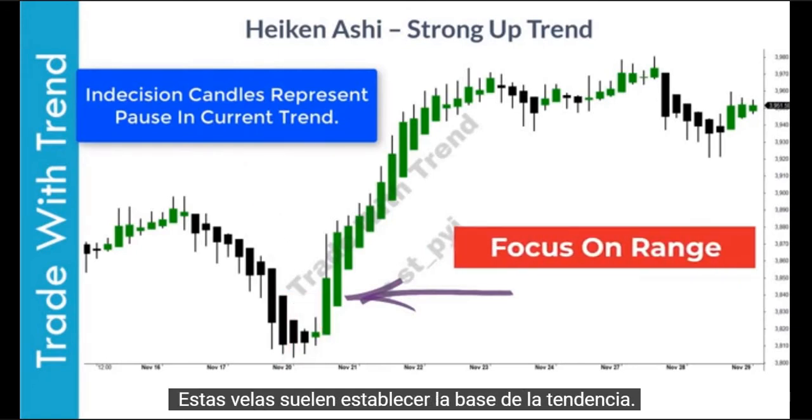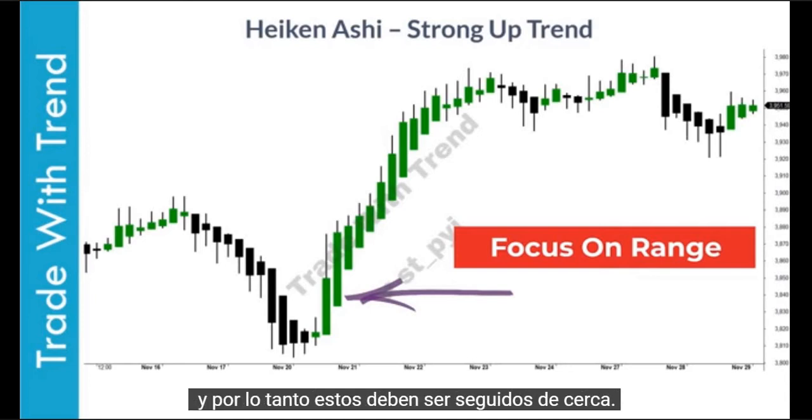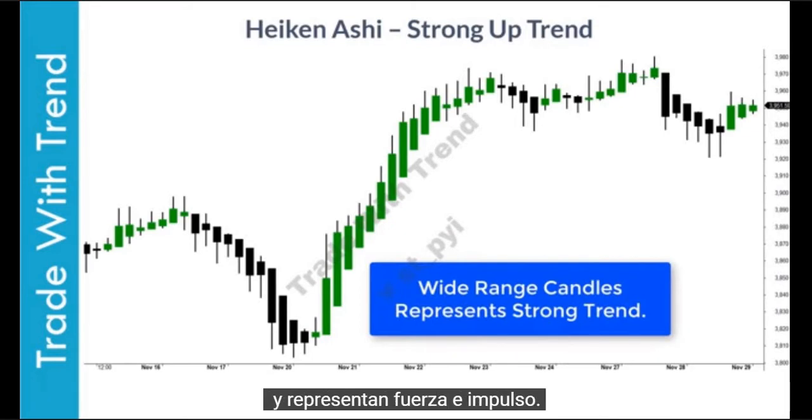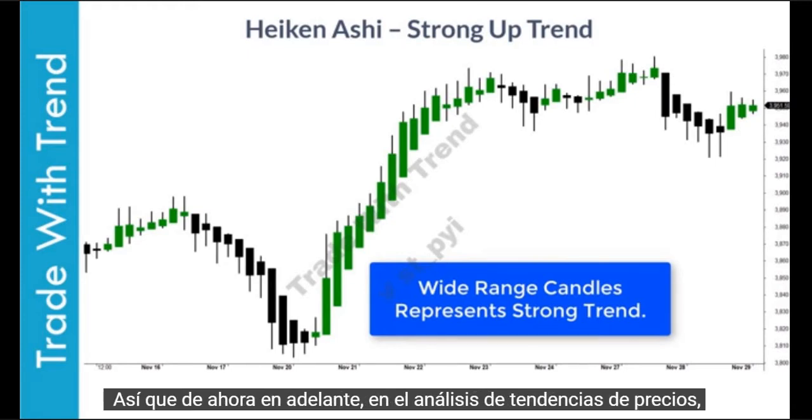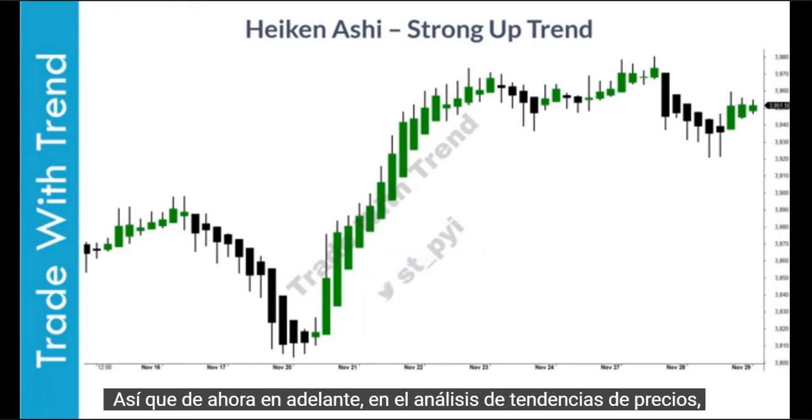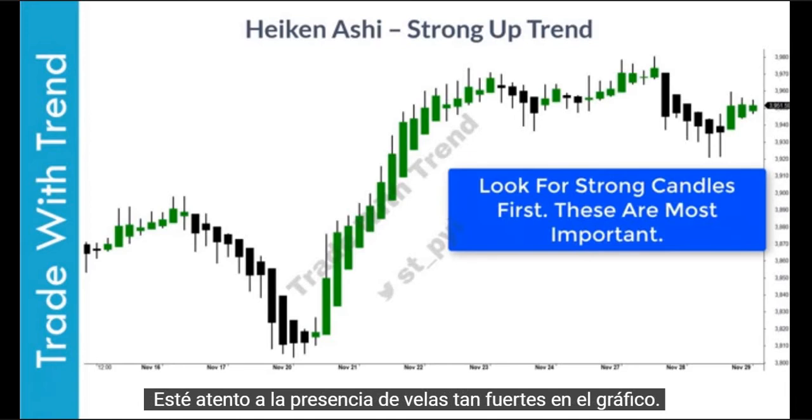Such candles usually set the foundation of trend and hence these should be tracked closely. Now both these Heiken Ashi candles are wide range candles and represent strength and momentum. In the previous chart, if you see, these candles were clearly missing. So henceforth in price trend analysis, look out for presence of such strong candles on the chart.